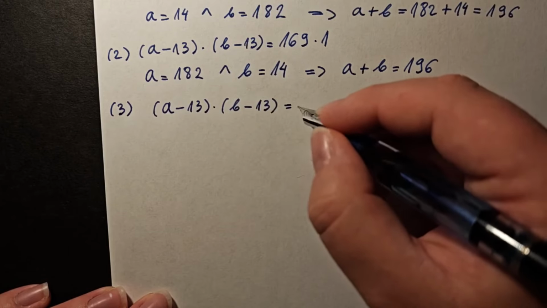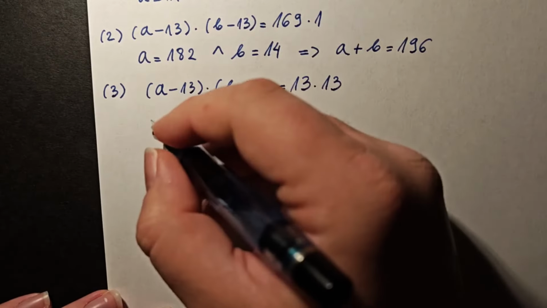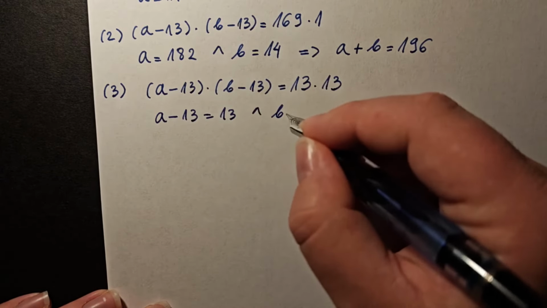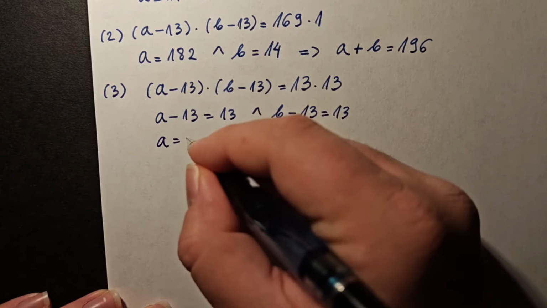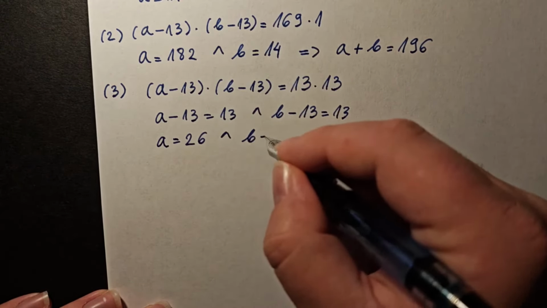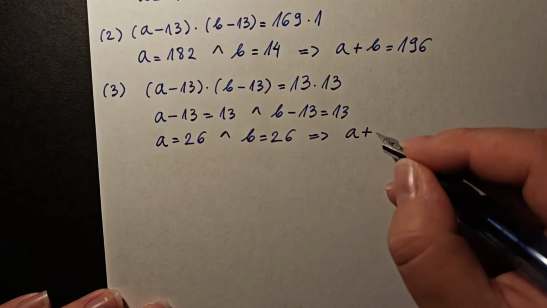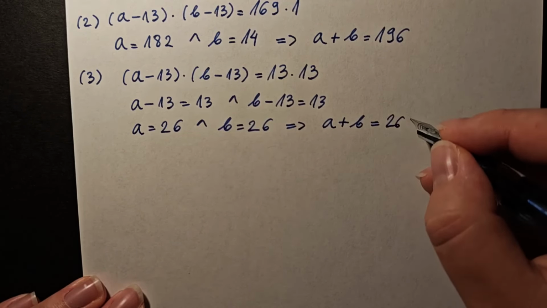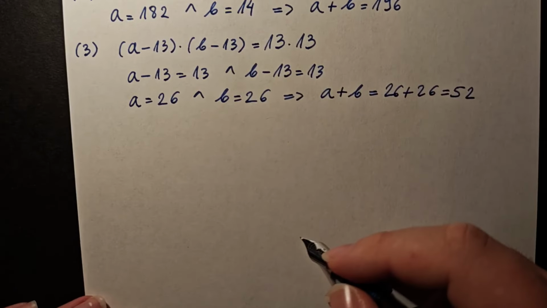In the third and final case which we have, a minus 13 multiplied by b minus 13, so this product is going to be equal to 13 multiplied by 13, and then we have that a minus 13 is 13 and that b minus 13 is 13. So we have that a is 26 and that b is equal to 26. Therefore, the sum a plus b is going to be 26 plus 26, and that is equal to 52.